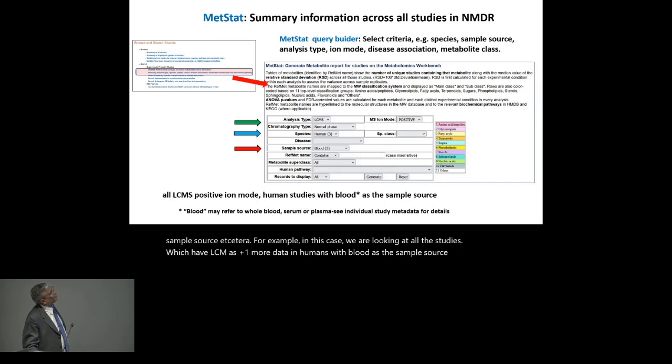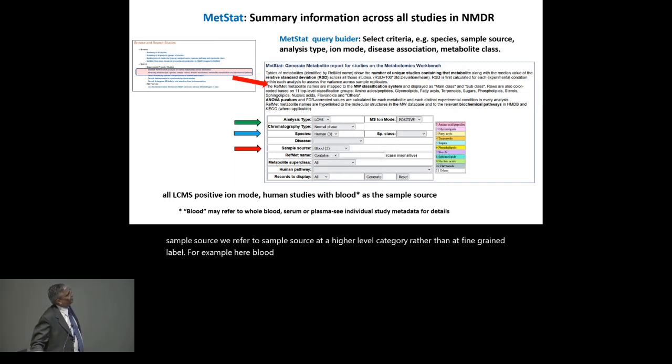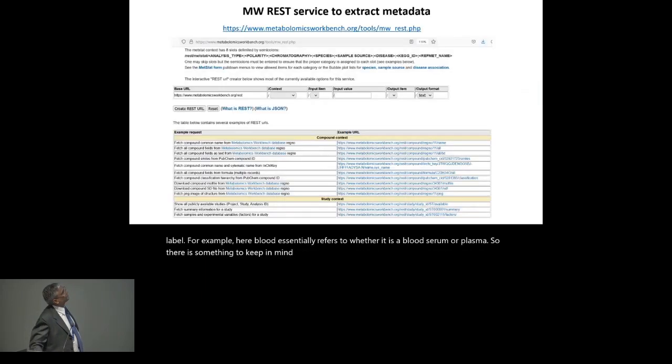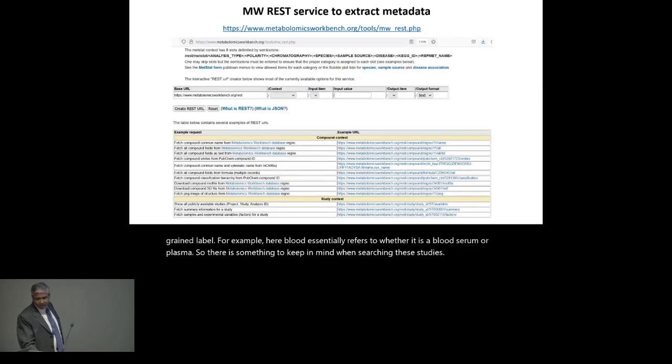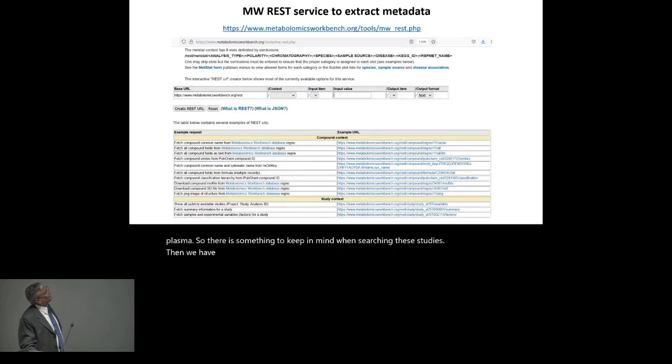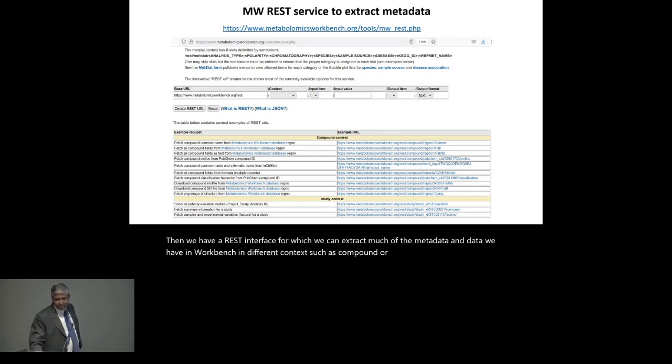Now, for sample source, we refer to a higher level category rather than a fine-grained level. For example, here blood essentially refers to whether it's blood, serum, or plasma. So that is something to keep in mind when searching these studies. Then we have a REST interface through which we can extract much of the metadata and data we have in Workbench in different contexts such as compound or study, etc.